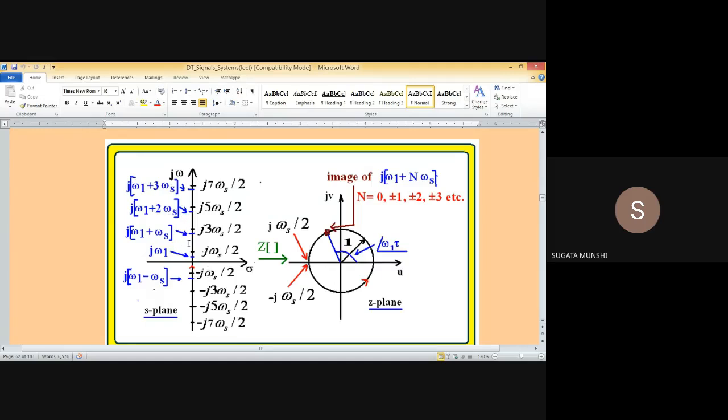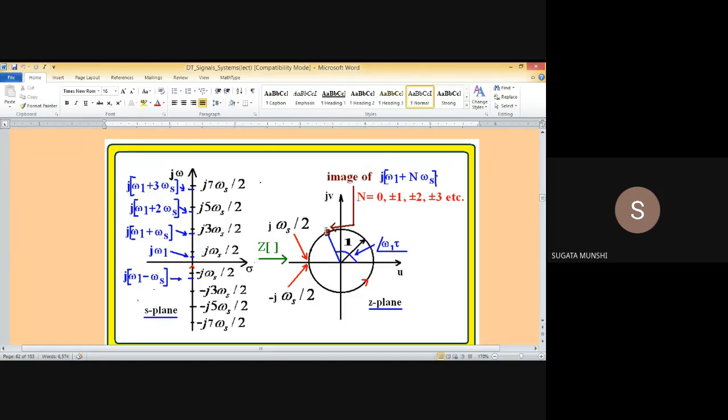Again, if you move up, you'll be moving in this direction along the circumference of the unit circle. And from here, you are traveling upward. So you will be completing your journey in this direction. Again, when you reach omega equal to omega 1 plus twice omega s, you will make one complete traversal of this unit circle and come back here.